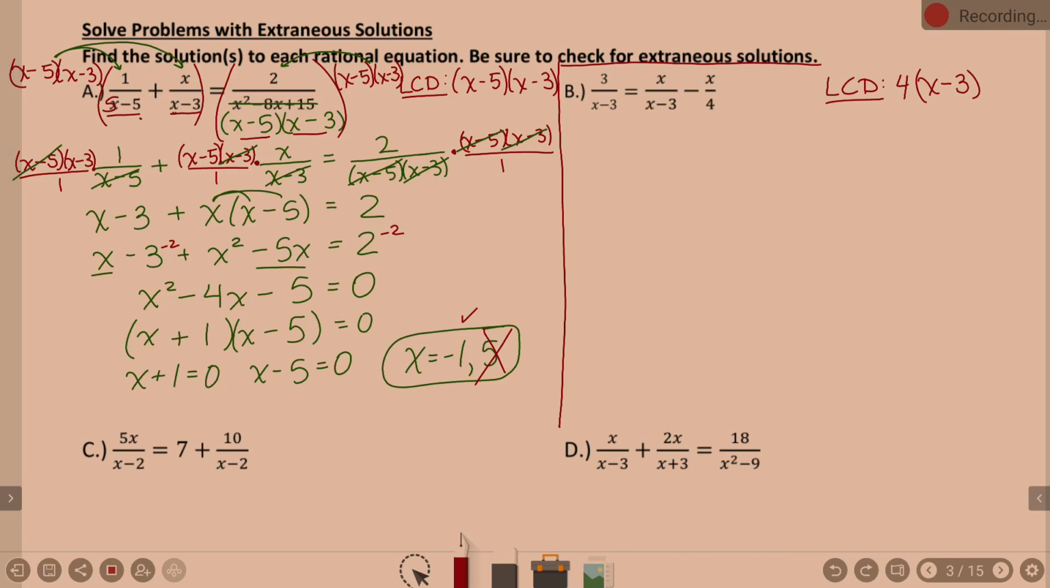What am I going to do with that 4 times x minus 3? Multiply it. We're going to multiply both sides of the equation by 4 and x minus 3. I don't have room right there.